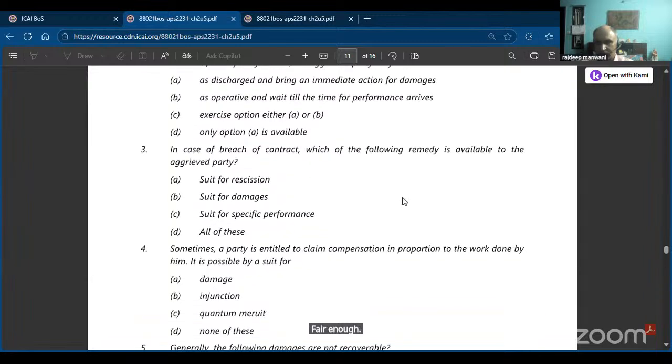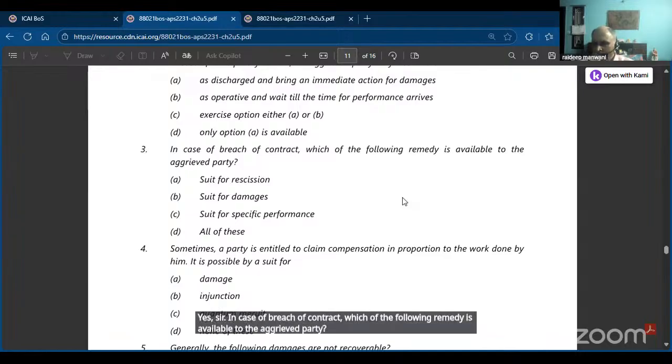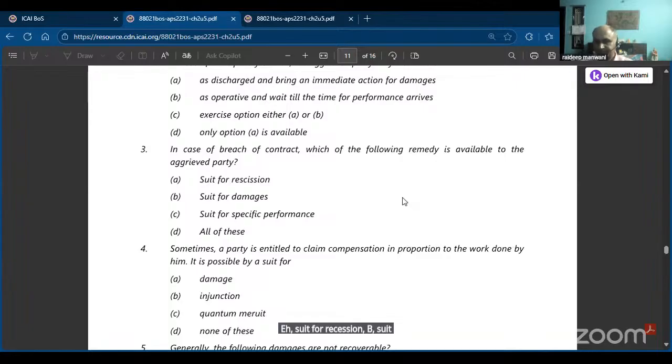In case of breach of contract, which of the following remedies is available to the aggrieved party? A. Suit for rescission. B. Suit for damages. C. Suit for specific performance. D. All of these.